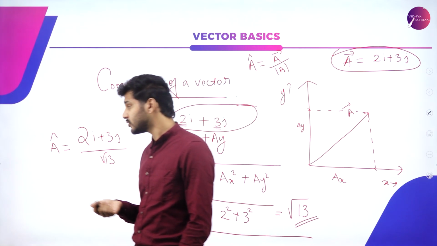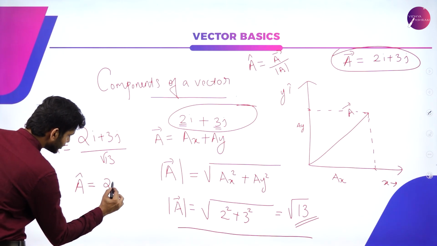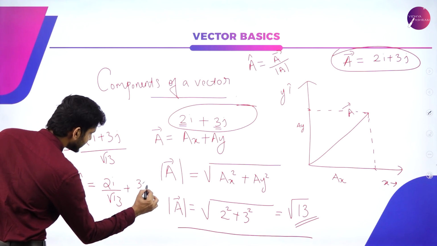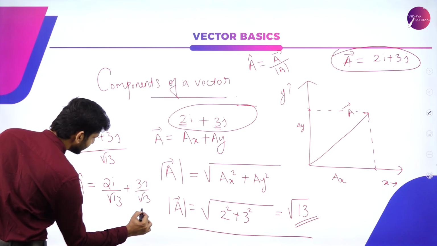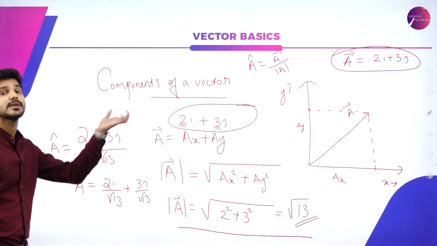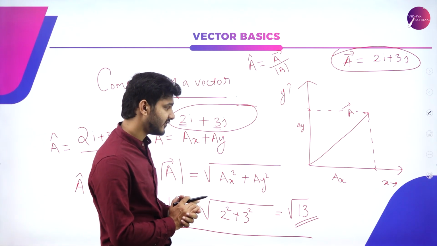If you want to be more fancy, you can just write it down as A caps is equal to 2i divided by root 13 plus 3j divided by root 13. So this is the unit vector representation of that particular vector A. So I hope it's clear and there is no confusion.